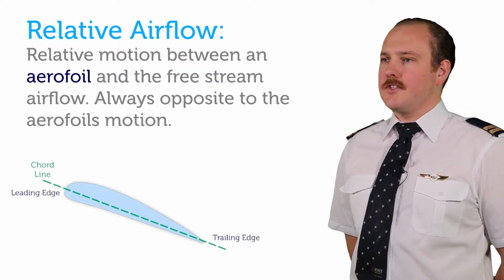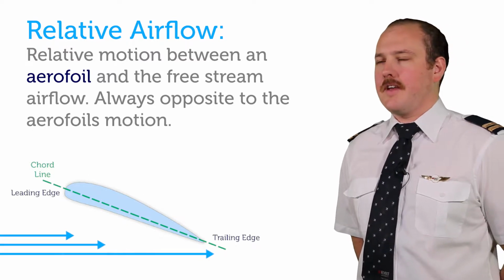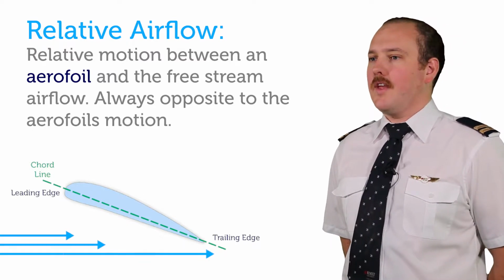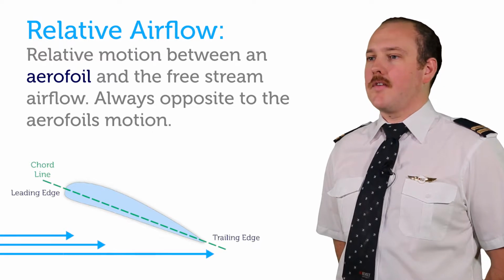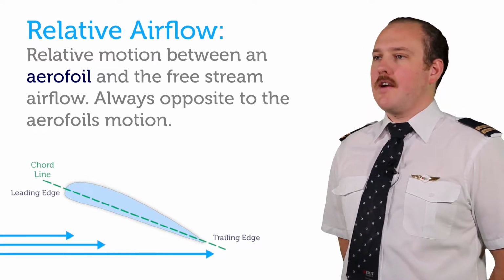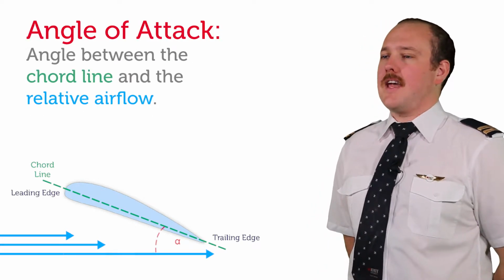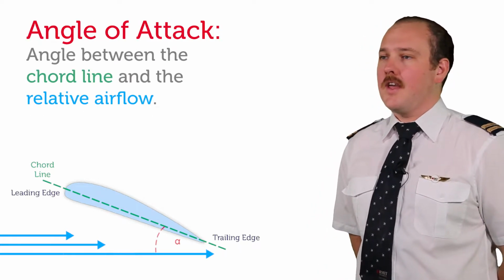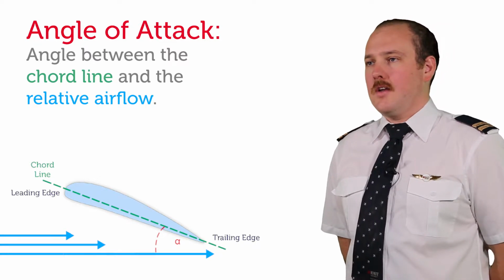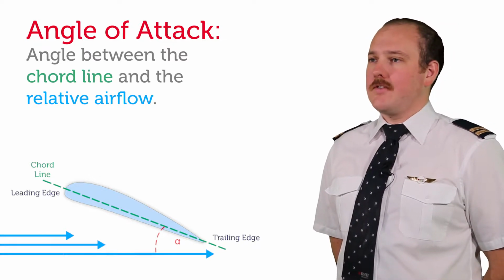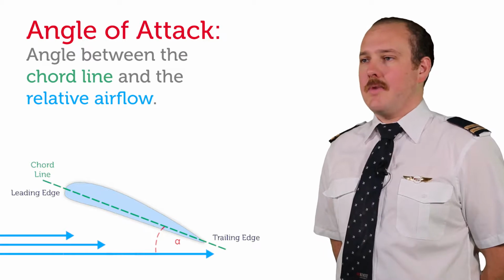Now we also have a definition called the relative airflow. The relative airflow is the motion between an aerofoil and the free stream airflow in front of it. It's always opposite to the aerofoil's motion. So our last definition is the angle of attack. The angle of attack is the angle between the relative airflow and the chord line. We can manipulate and change the angle of attack to either increase or decrease the amount of lift that we produce.